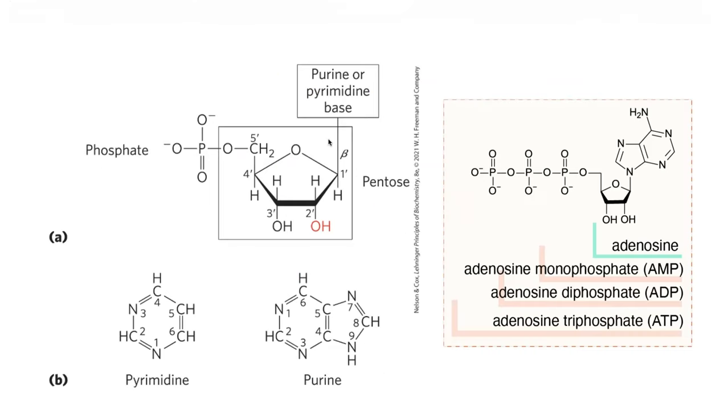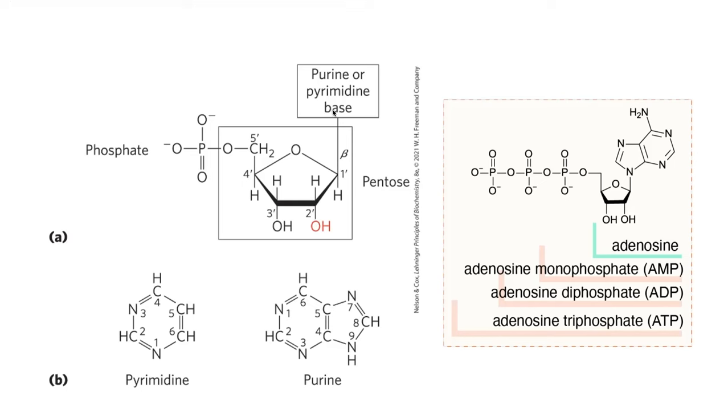To review, we have this pentose sugar, this 5-carbon sugar. In the case of RNA, it's going to be ribose. It's going to have that 2' OH, that right foot. In the case of DNA, it will be deoxyribose. It won't have the OH group here. It'll just have a hydrogen at this 2' position.